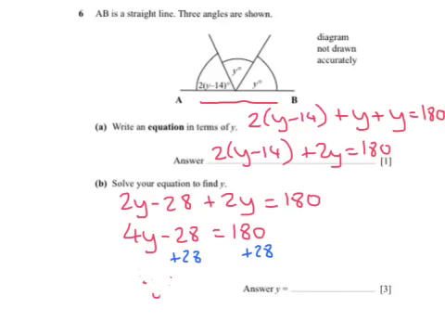4y is equal to 208. So therefore, y is equal to 52 degrees.